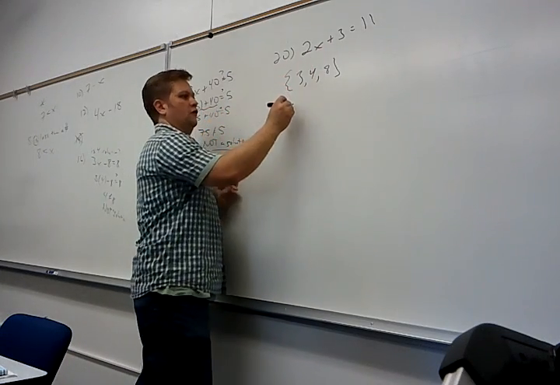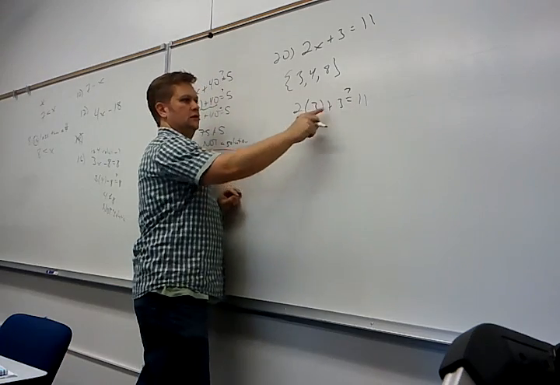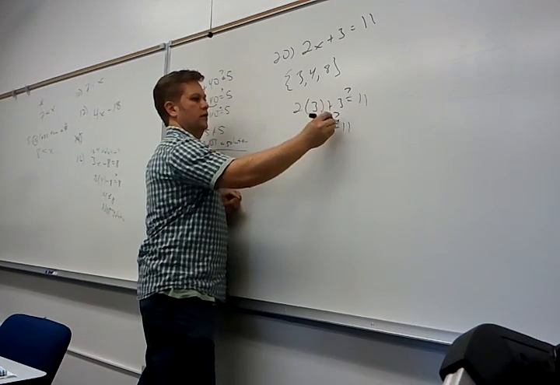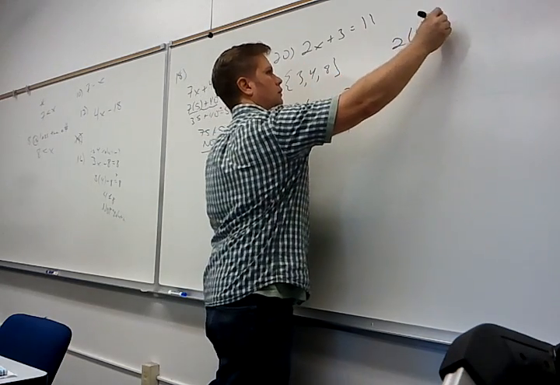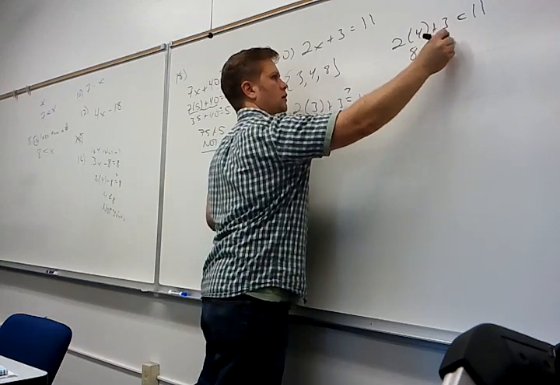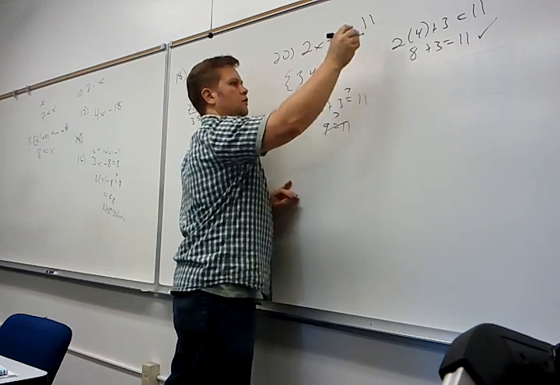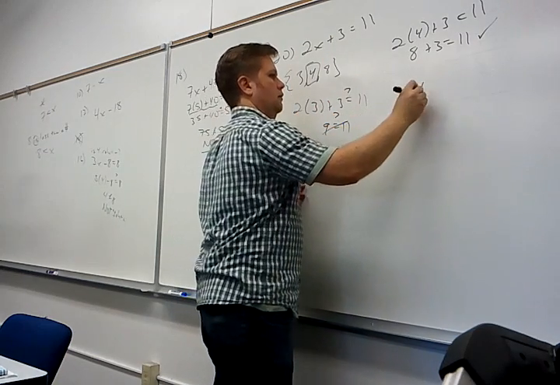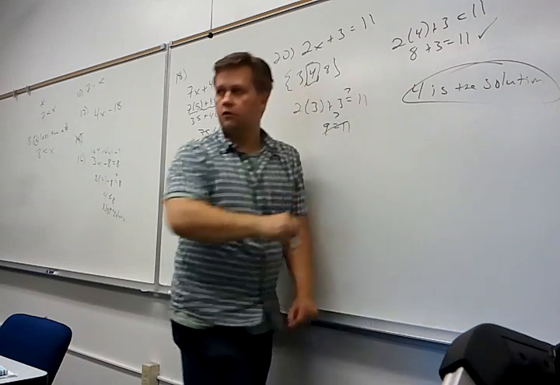So if you try 3 first, you get 6 plus 3, you get 9. Does not equal 11. No. Then you try 4, and that's where you get your 8 plus 3. Check. 11, check. 4 is the solution. You guys with me on that?